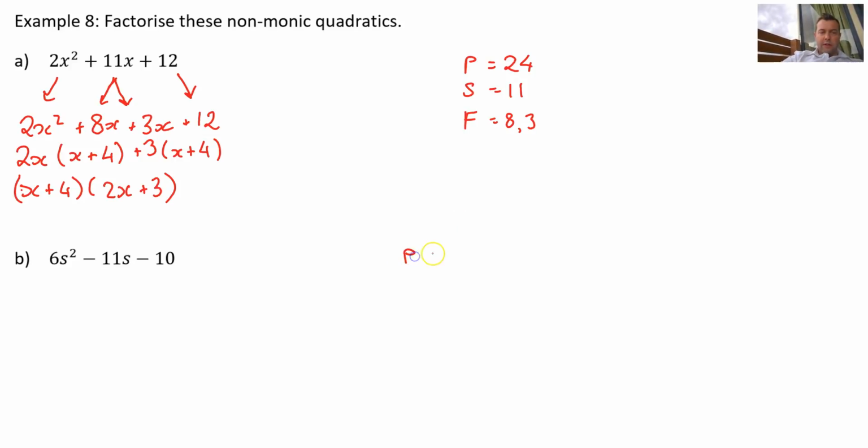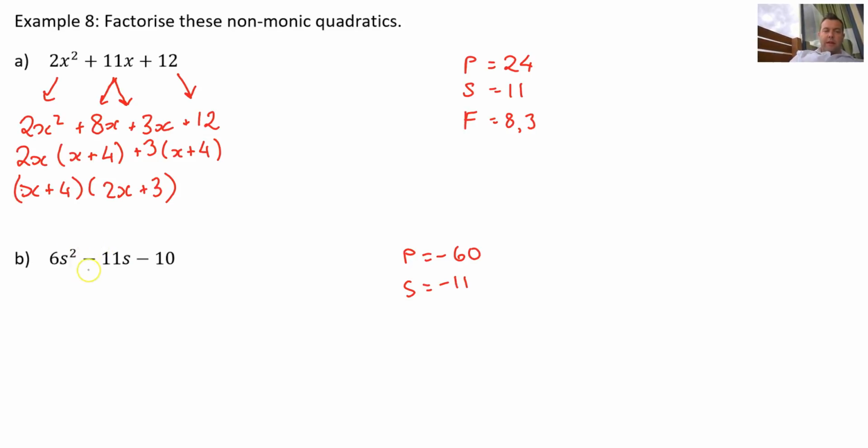My product is negative 60. My sum is negative 11. The product is this number times this number, the coefficient of the squared term multiplied by the constant term. The sum is always the coefficient of the x term, the single index term, the one in the middle.